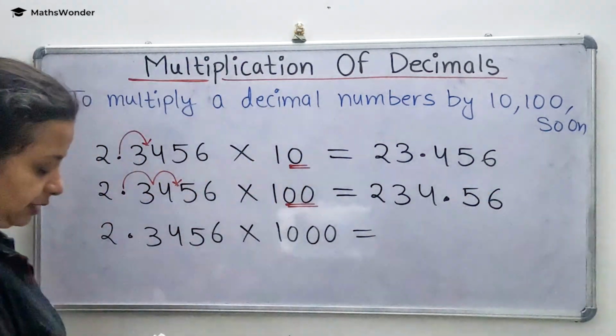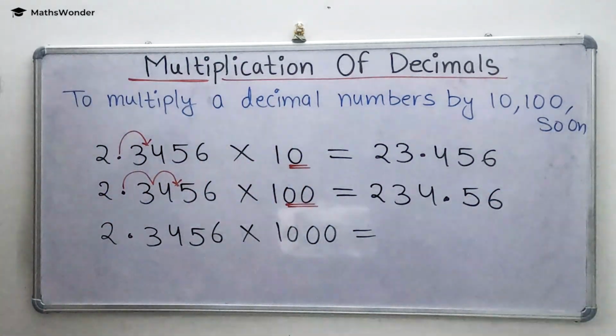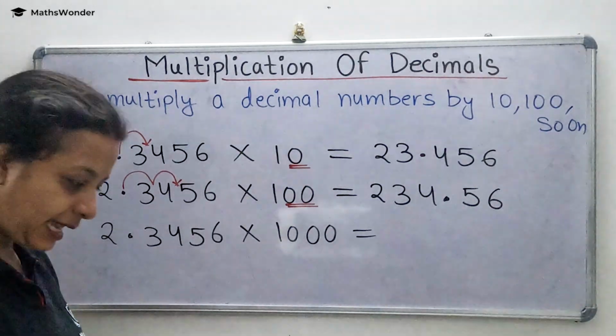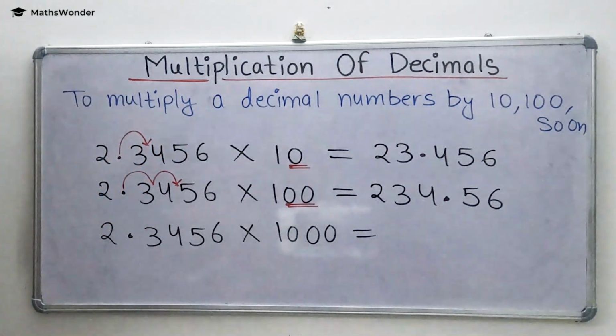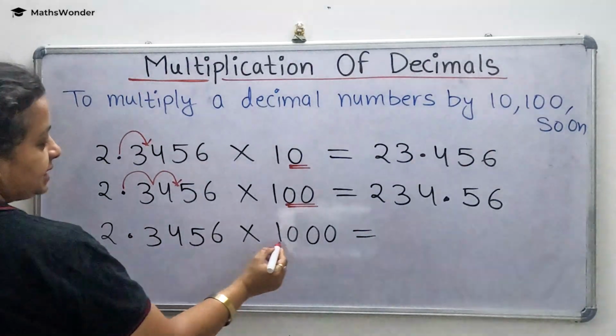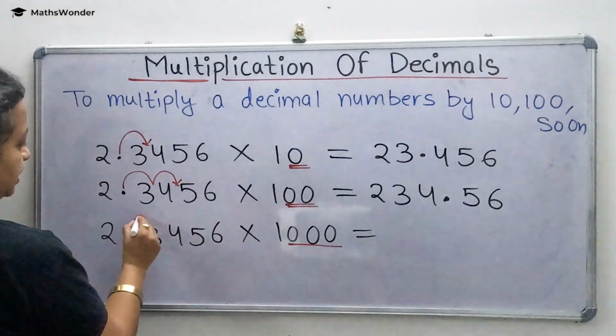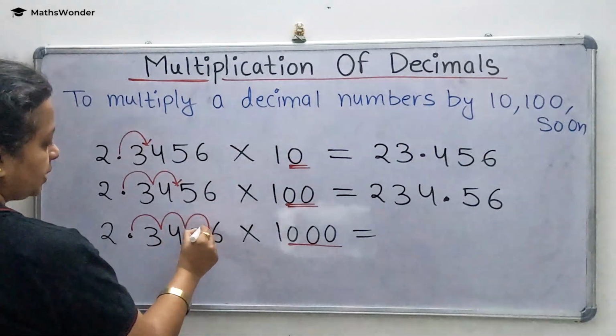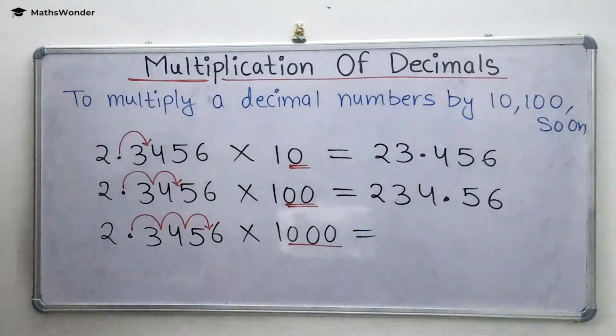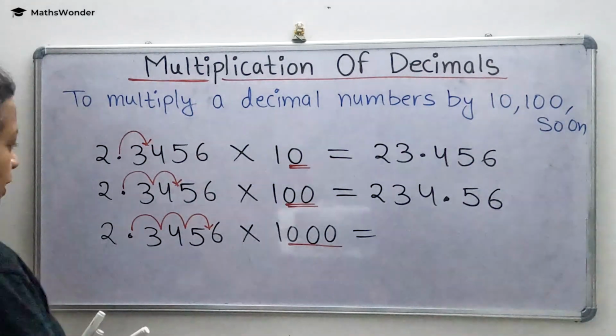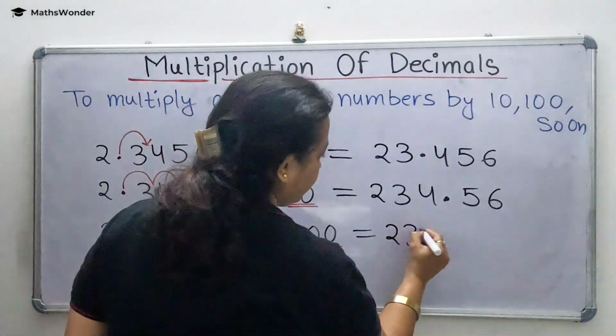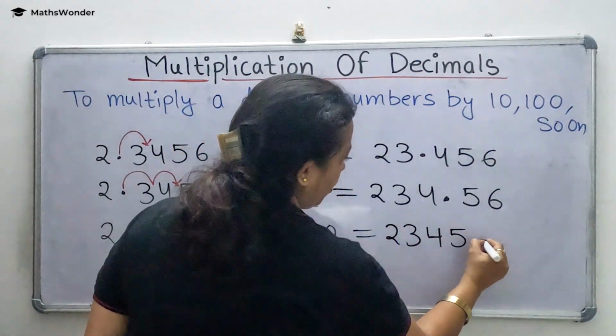234.56. No need to do anything, you just shift your decimal point if you multiply with 10, 100 and 1000, okay? You have to change the decimal point only. There are 3 zeros, so you shift the decimal point 3 places to the right. So your answer becomes 234.56.